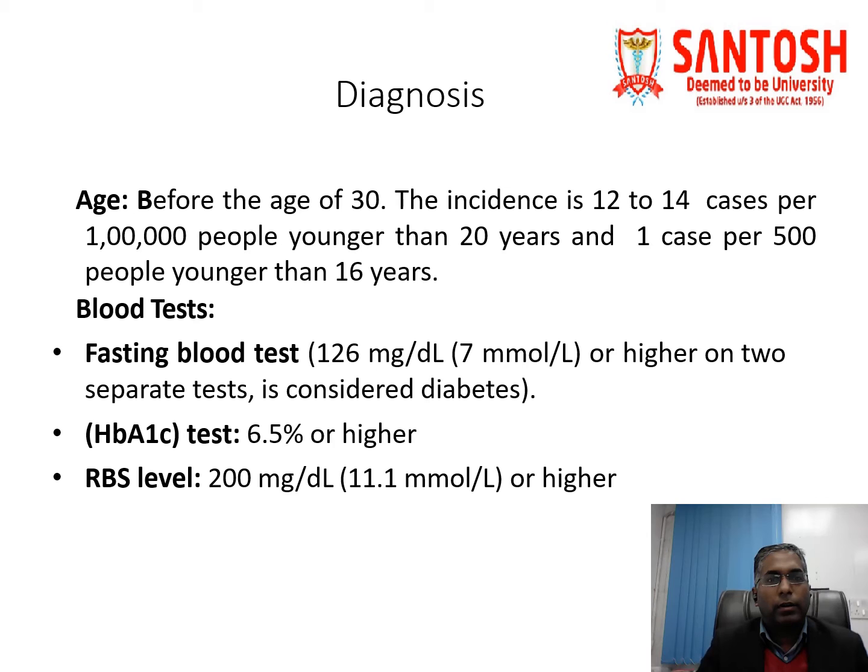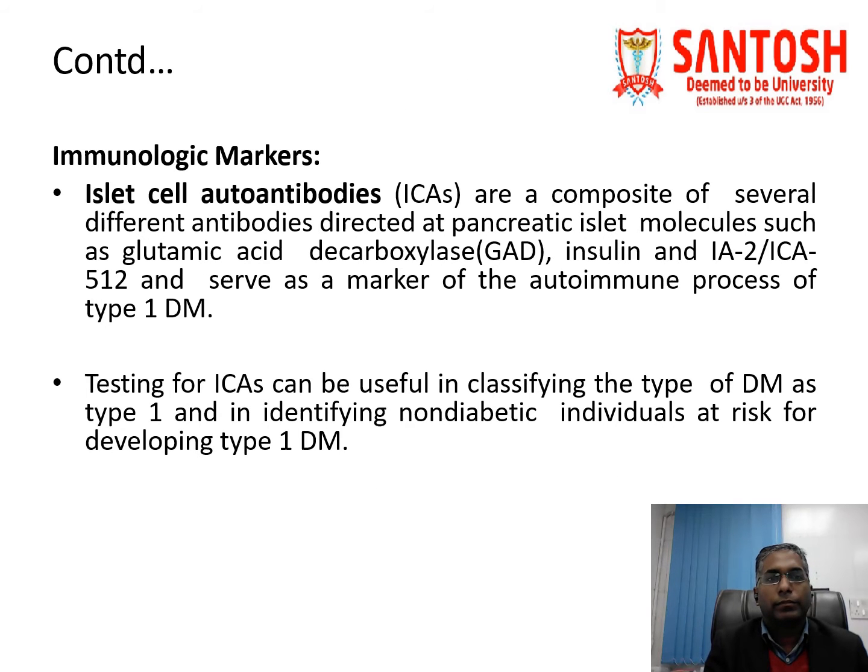Diagnosis usually occurs before the age of 30, and incidence is 12 to 14 cases per lakh population younger than 20 years and one case per 500 people younger than 16 years. And the diagnostic criteria have already been discussed: fasting more than 126 on two separate tests, and HbA1c more than 6.5, or postprandial or OGTT level more than 200 milligram can be labeled as diabetes mellitus.